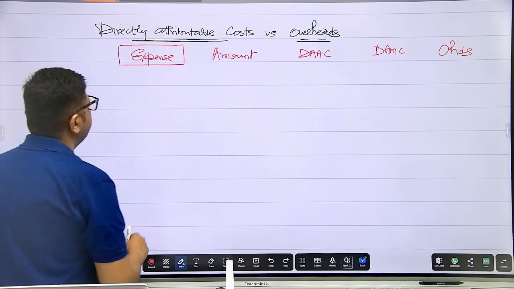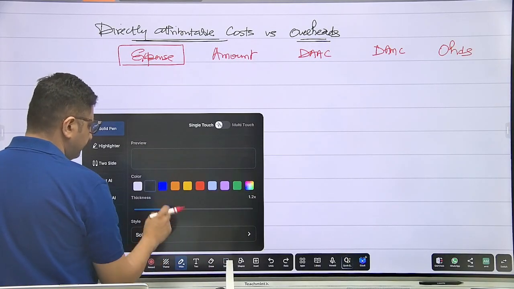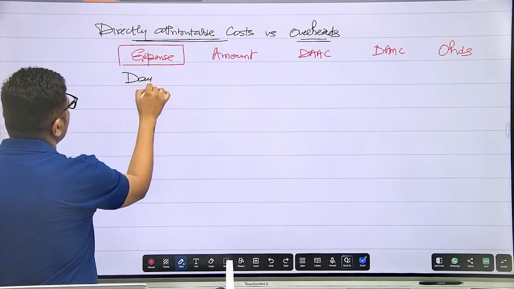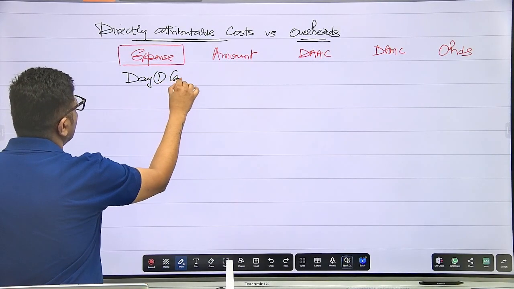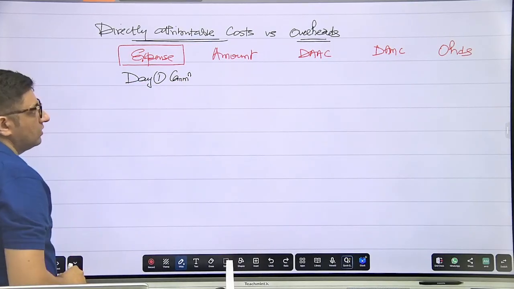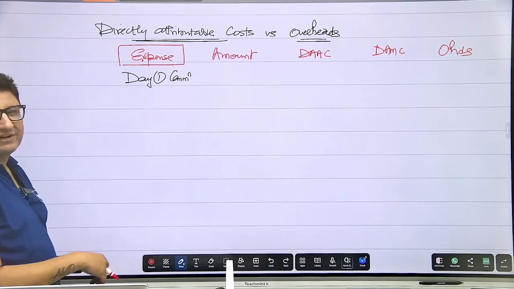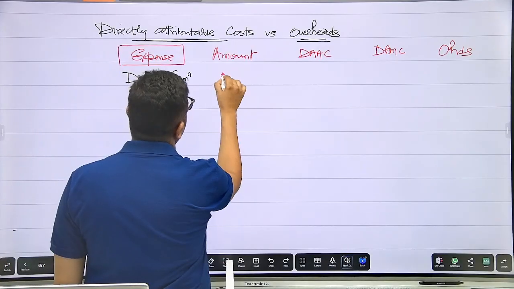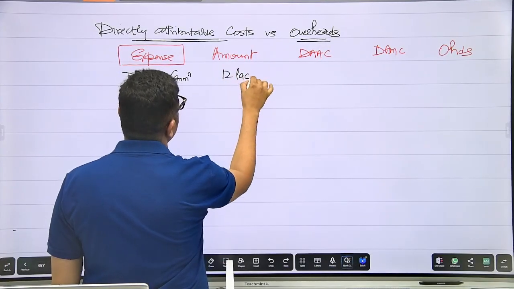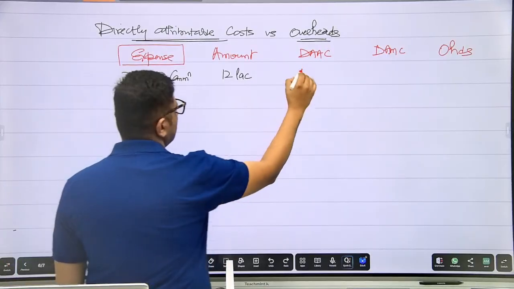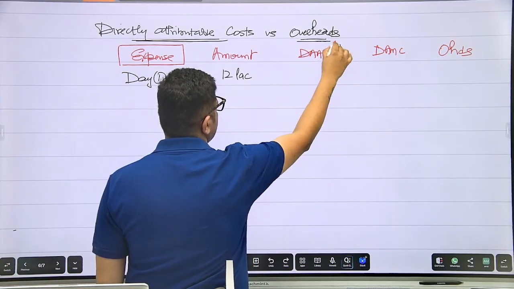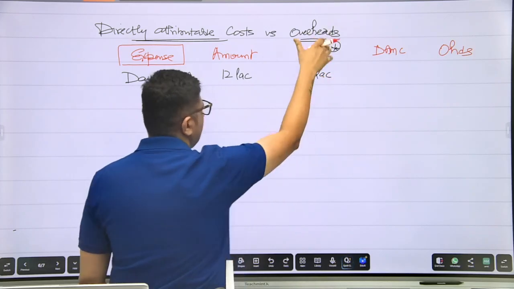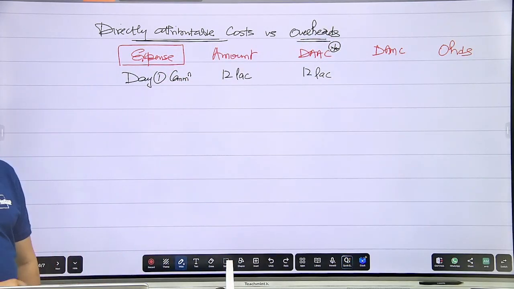If I were to say I'm talking about the day one commission costs, and let's give it a number, let's say we're talking about 12 lakh for this. Now, this is clearly an example of a directly attributable acquisition cost. So, this entire 12 lakh sits within this particular category.